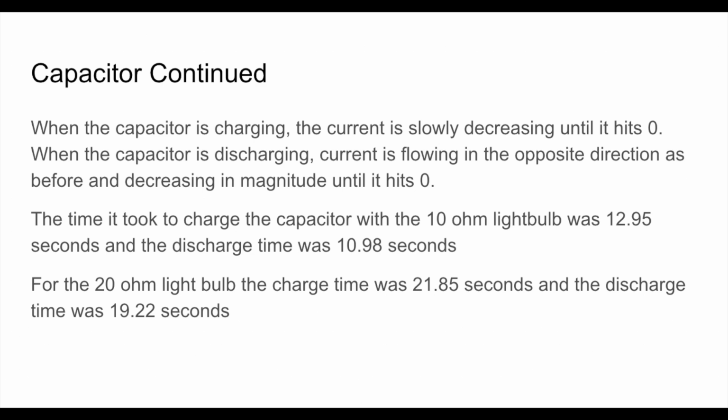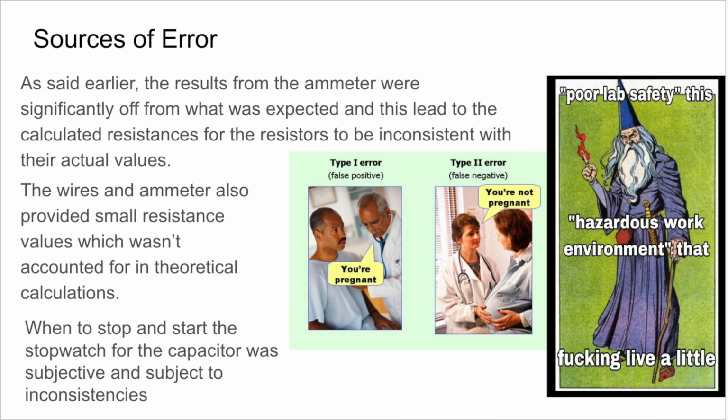The time it took to charge the capacitor with a 10 ohm light bulb was 12.95 seconds, and the discharge time was 10.98 seconds. For the 20 ohm light bulb, the charge time was 21.85 seconds, and the discharge time was 19.22 seconds. Let's go over some sources of error.